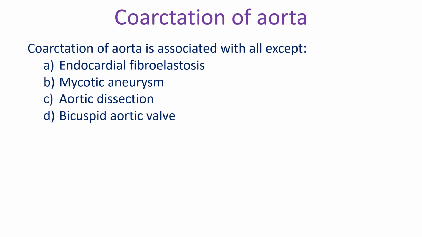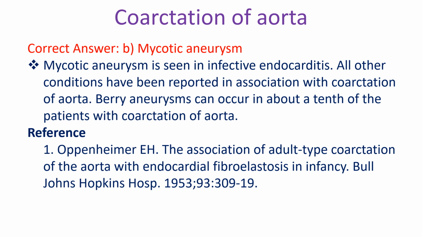Coarctation of aorta is associated with all except A. Endocardial fibroelastosis, B. Mycotic aneurysm, C. Aortic dissection, D. Bicuspid aortic valve. Correct answer B. Mycotic aneurysm. Mycotic aneurysm is seen in infective endocarditis. All other conditions have been reported in association with coarctation of aorta. Berry aneurysms can occur in about a tenth of patients with coarctation of aorta.